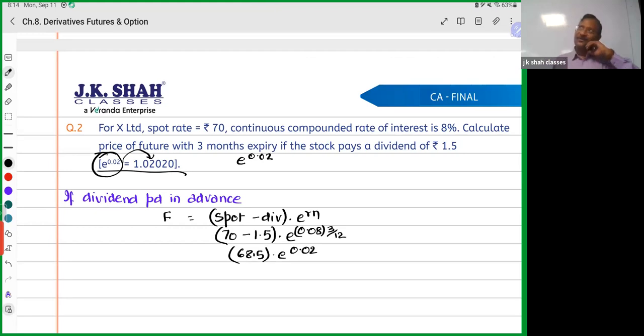And I think I also told you something, no? E raised to something. Period is less than 1 year. I'd also told you, e raised to something is 1 point something. So e raised to 0.02 should be 1.02. Less than 1 year, e raised to something is 1 point that something. So e raised to 0.02, and here period is 3 months, so e raised to 0.02 will be 1.02.